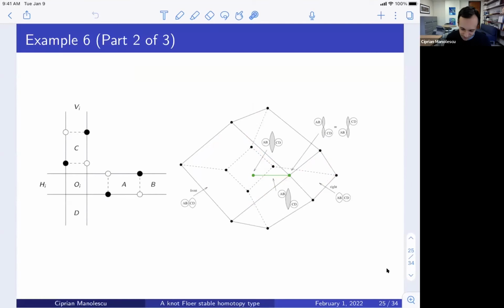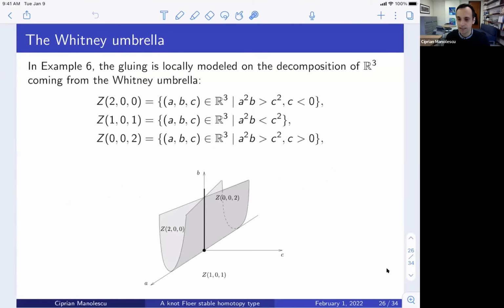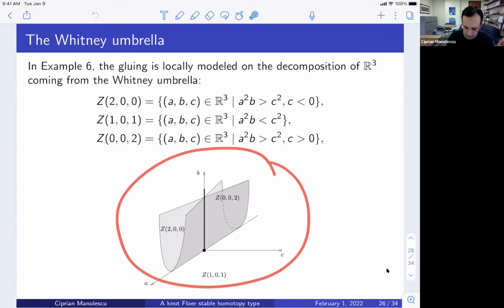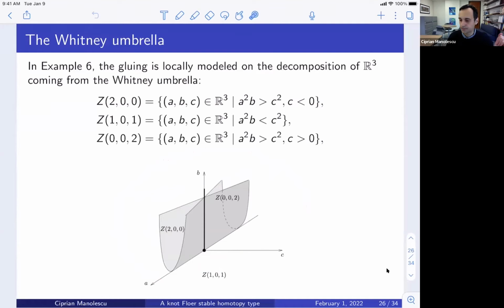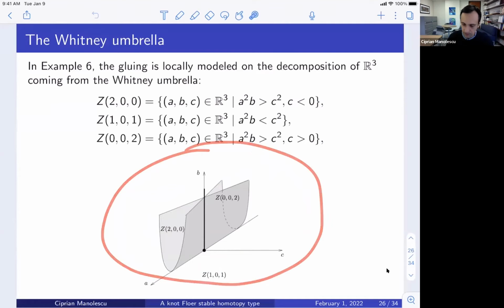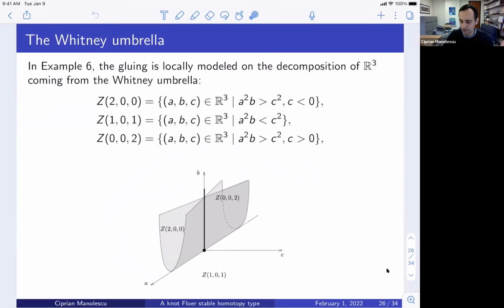Okay, the way this looks has a name. It's the Whitney umbrella. This is the simplest model of a non-trivial singularity that appears for these moduli spaces. It's a famous example in singularities, given by a squared b equals c squared. And here there are basically three regions of the plane, one region, another region, and another region coming from both sides. There are three regions coming together, overall just giving a manifold. And this is what we expect to happen for the moduli spaces. You had three moduli spaces, all equivalent, and when you glue them together, you just get the manifold with corners, with the corners somewhere else.